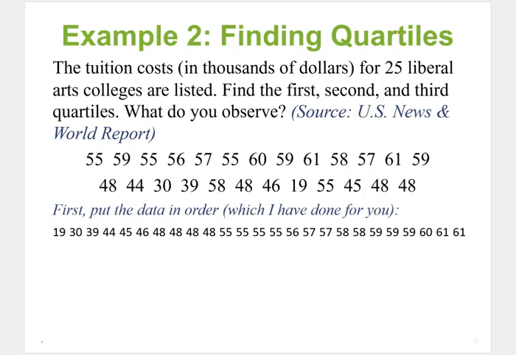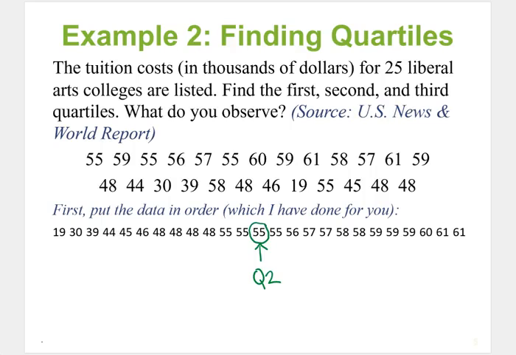All right, welcome back. In this data, it is in order. It was nice that I put it in order for you. But notice the middle one: because there are 25 values, there is going to be 1 in the middle because my n is odd. So there should be 12 on each side. 1, 2, 3, 4, 5, 6, 7, 8, 9, 10, 11, 12. So this right here would be my Q2.